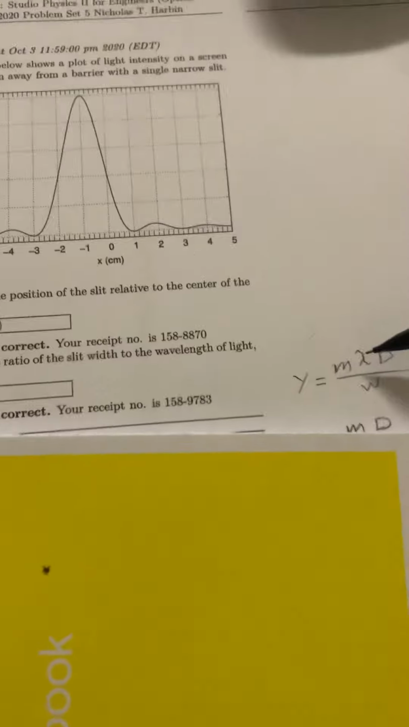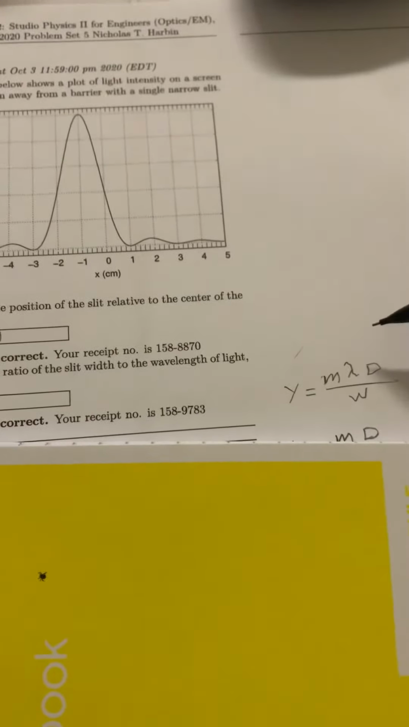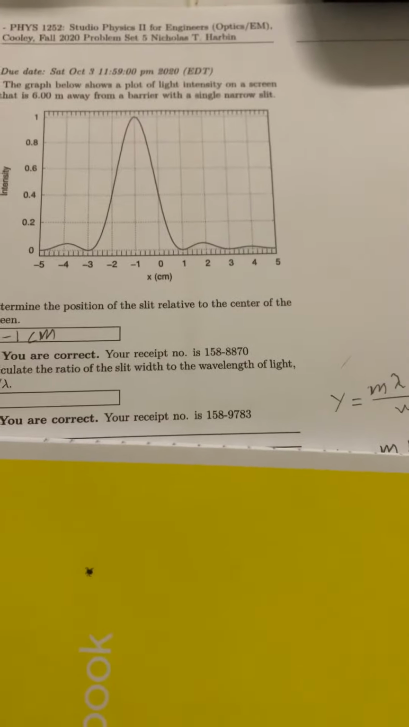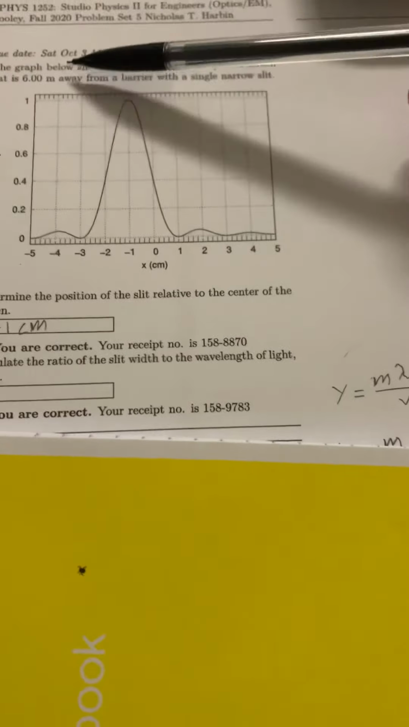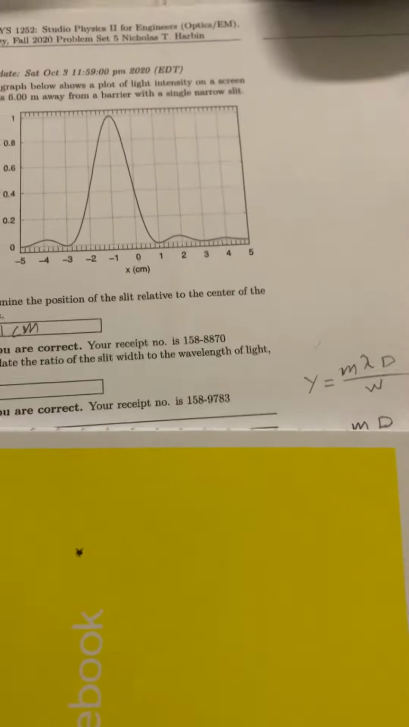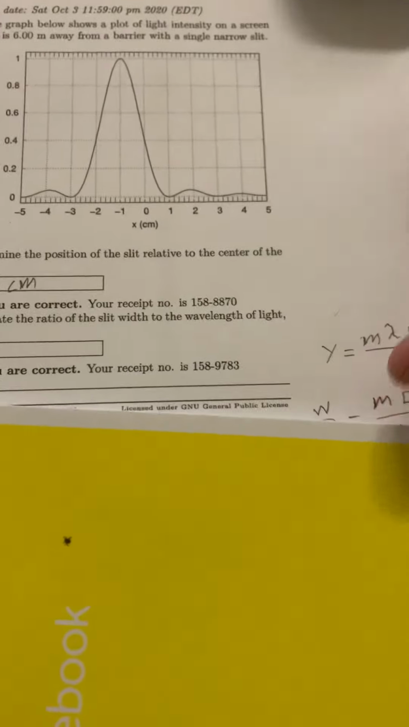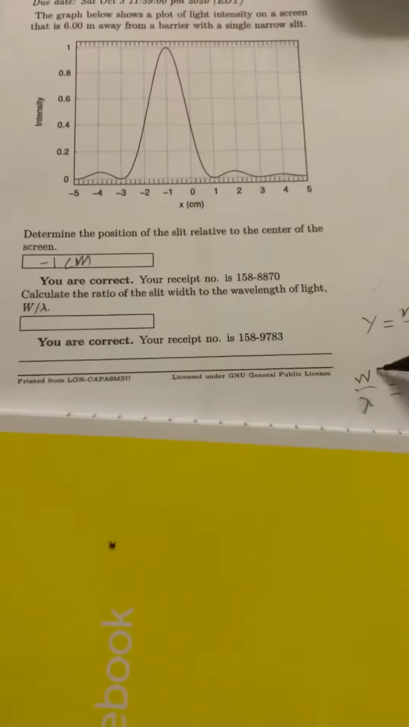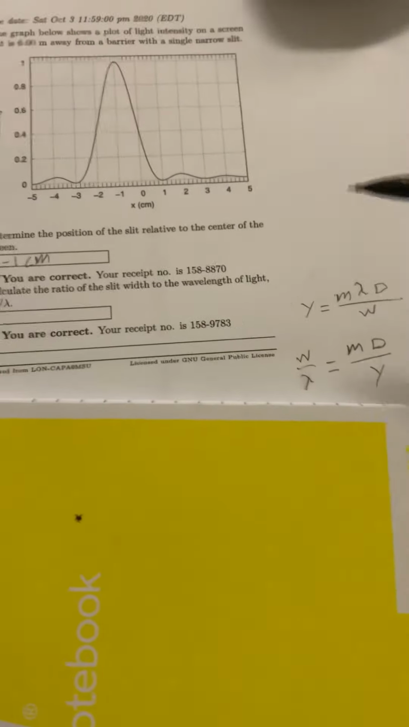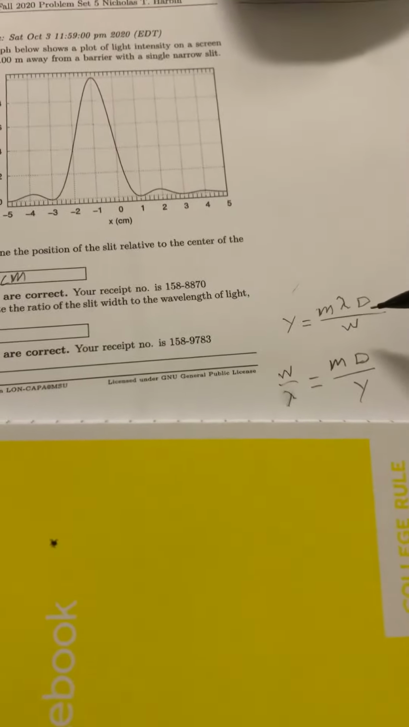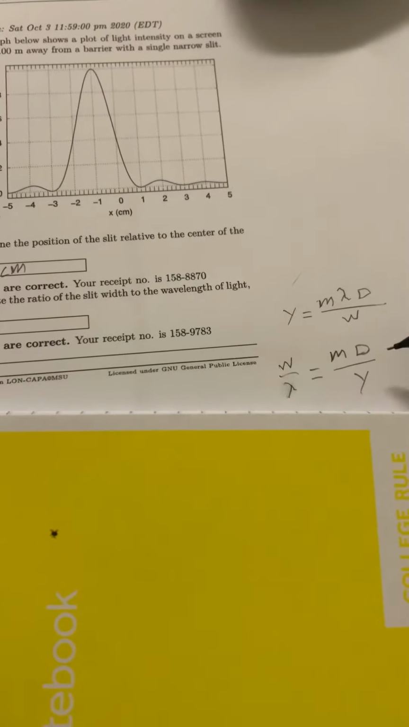Wavelength is not given in this problem, but it can still be used in this formula. D is the distance to the screen, which is given as 6 meters in this problem. And we have W, which is the width of the slit, which is also not given. So we're asked to find the ratio of the width to the wavelength, and we can do that by rearranging this equation to have md over y.